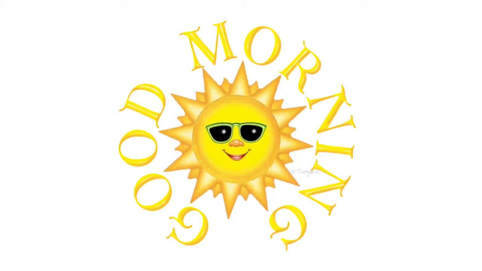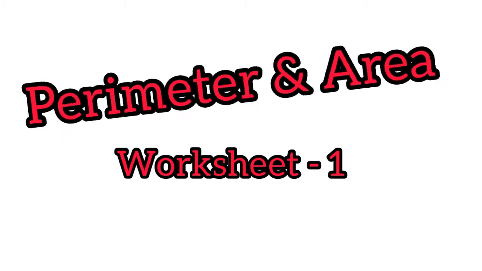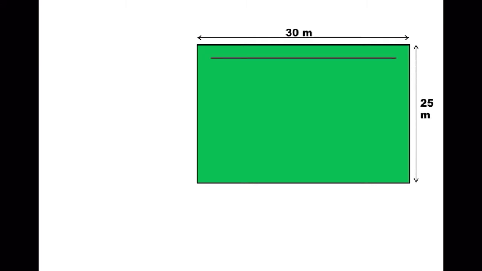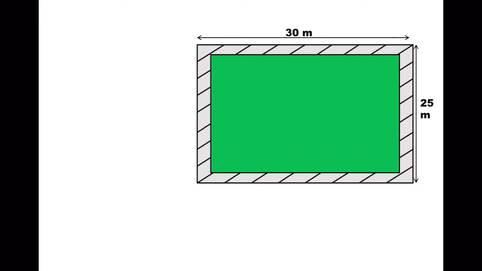In today's video, we will be doing some more questions of perimeter and area from worksheet 1. In the previous video, we had done the questions wherein a rectangular or a square lawn was given to us whose dimensions were known. A rectangular path was running all around this park on the inside, which is denoted by this grey color. And we had to find the area of the path.